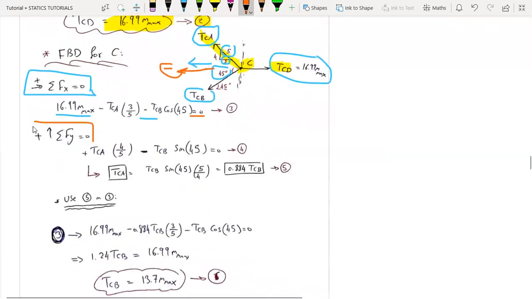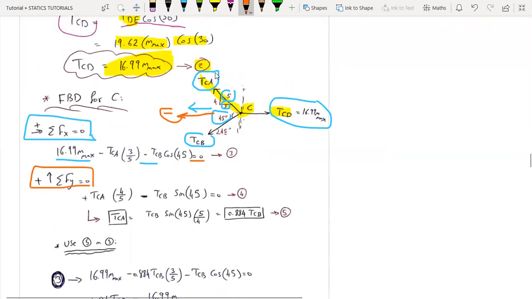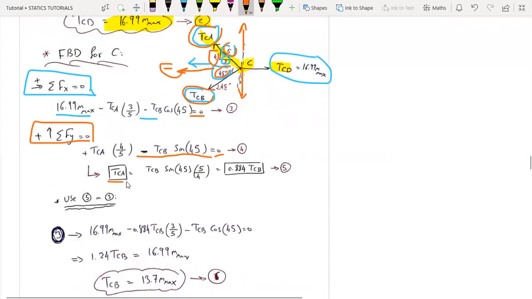Now summation of forces in the y direction, we will have TCA 4 over 5, the vertical length over 5, this will be the positive direction, and here minus TCB sine 45 equals 0. So here TCA will be equal to TCB sine 45 multiplied by 5 over 4, and we will get TCA equals 0.884 TCB.